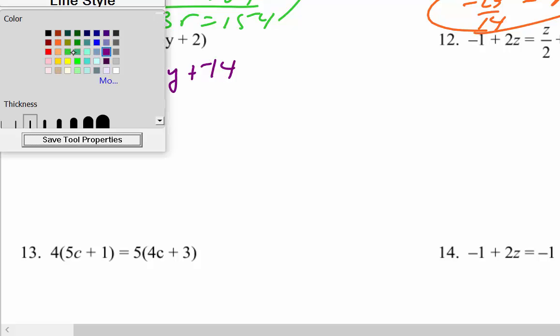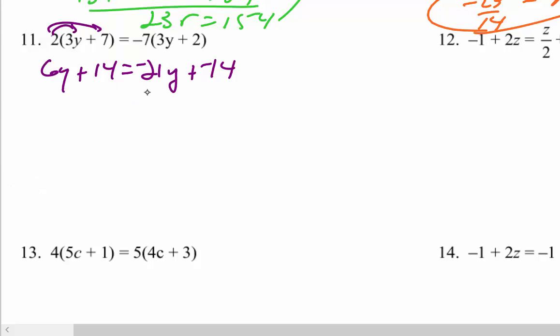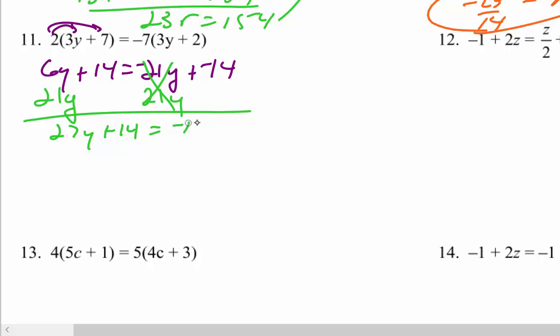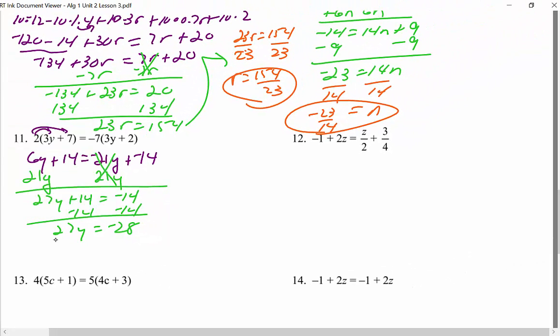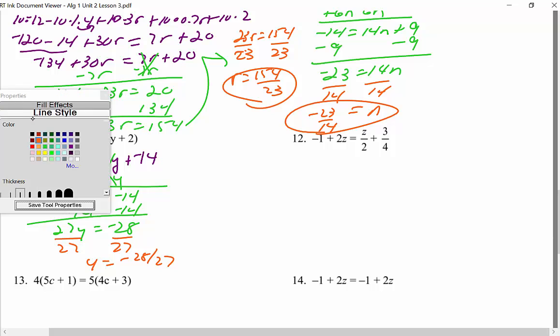Decide what side you want the variable on. I decide the left. So I add 21y to both sides. So those cancel. So I get 27y plus 14 equals negative 14. I then want to get rid of the plus 14 on the right, so I subtract 14. So 27y equals negative 28. I then multiply or divide. I divide by 27. So y equals negative 28 27ths. I'm done.